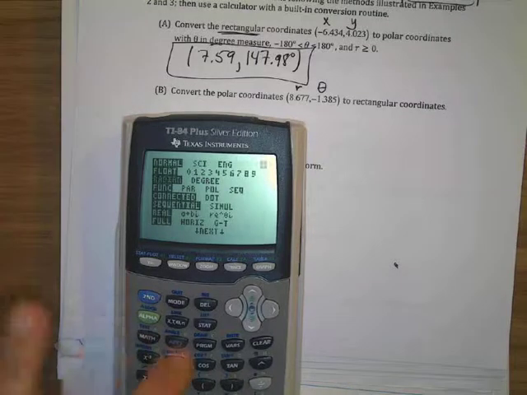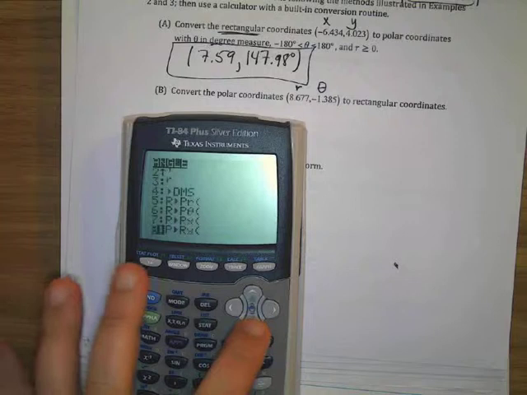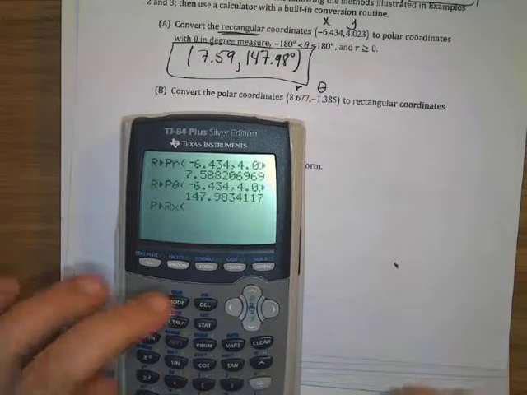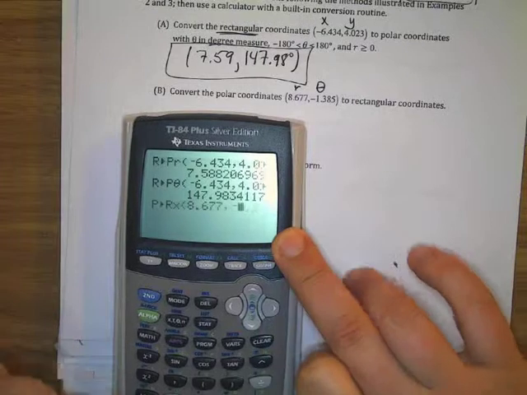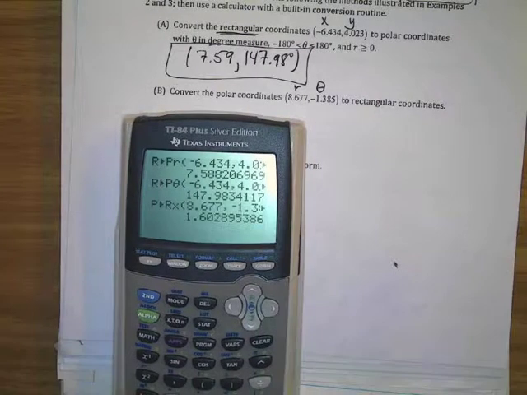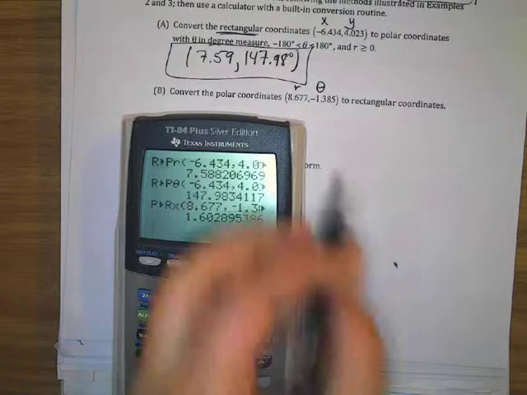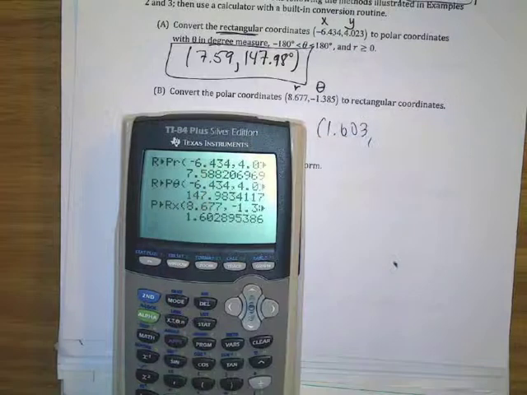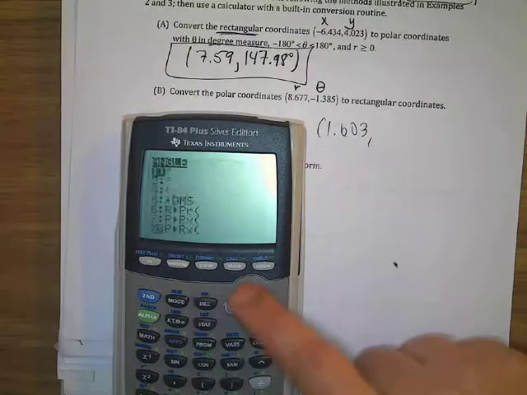So switch your mode back to radians, if it wasn't already. And go back to that angle menu. Look at 7 and 8. So 7 and 8, they start with the P, so that means we're starting in polar, and we want to go to rectangular. And the number 7 is going to give you the X part of your point, and number 8 is going to give you the Y part of your point. So 7, and then you type in your point. So there's the X part. And then go back and do the number 8.